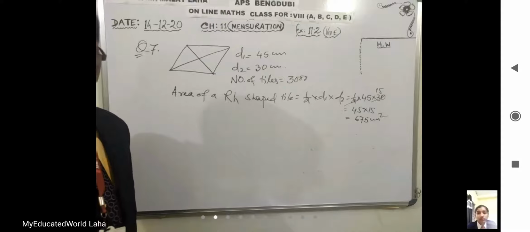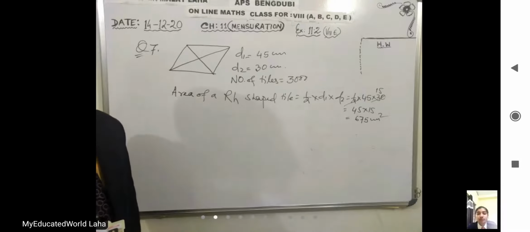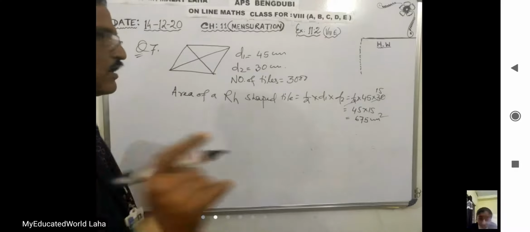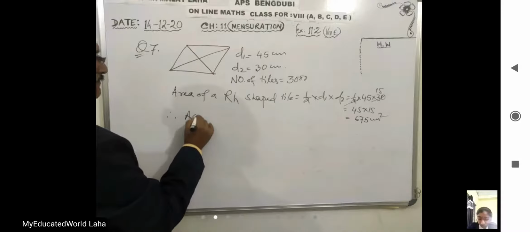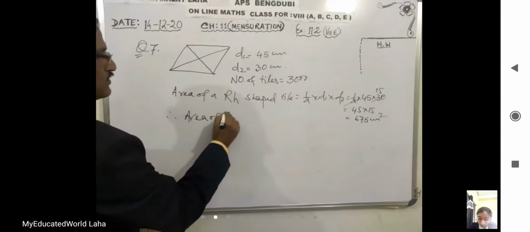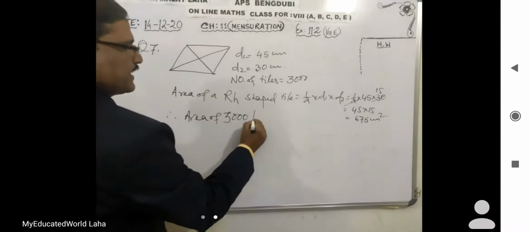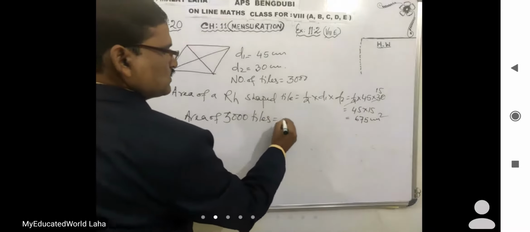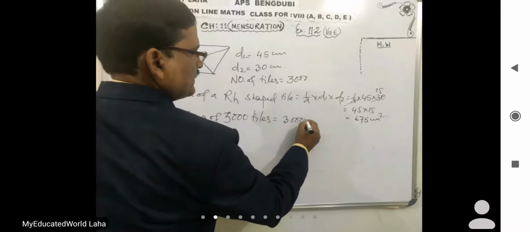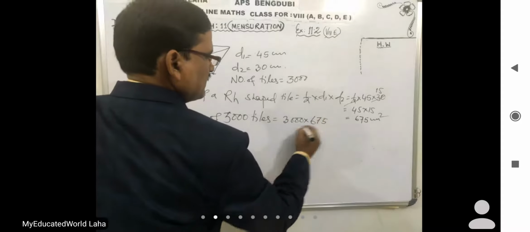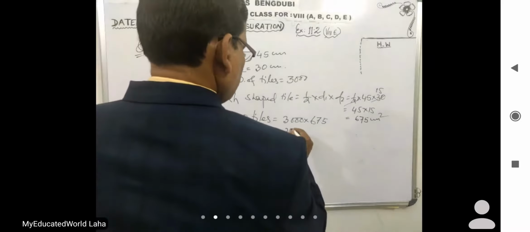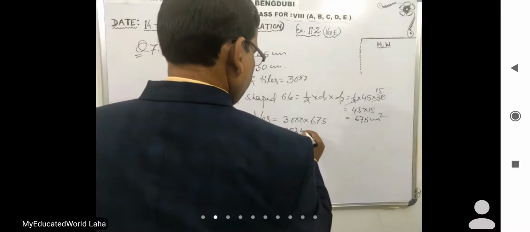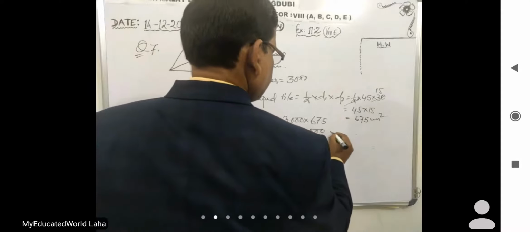But you have seen it is given in your book to pave the floor. How many tiles are there? 3000 tiles are there. Therefore area of 3000 tiles equals 3000 multiplied by 675. So it is coming how much? It is coming 2025000 centimeter square.